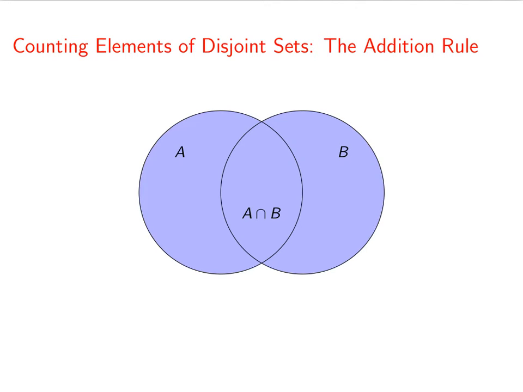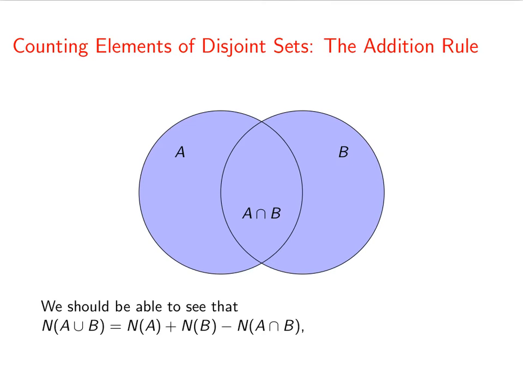Here we have the sets A, B, and then their intersection is shown in the middle. It's not all that hard to see that if you want the number of elements in the union, you can count whatever's in A, count whatever's in B, but then you have to subtract off the overlapping, because by counting A and B, you will have double counted the things that are in the overlap.